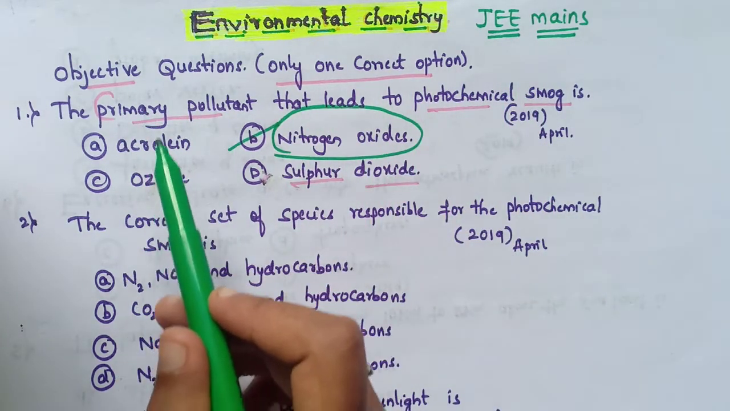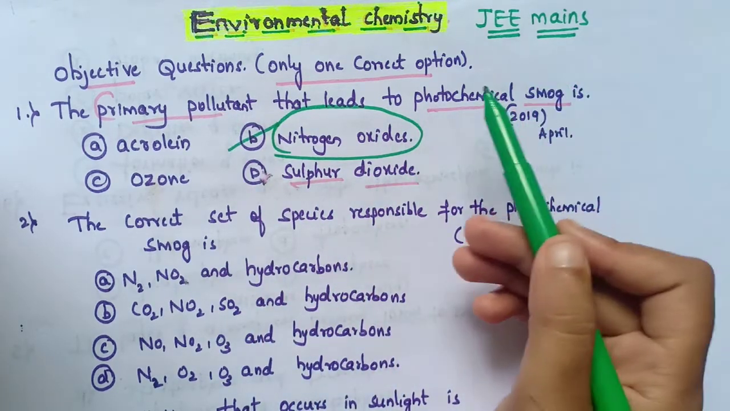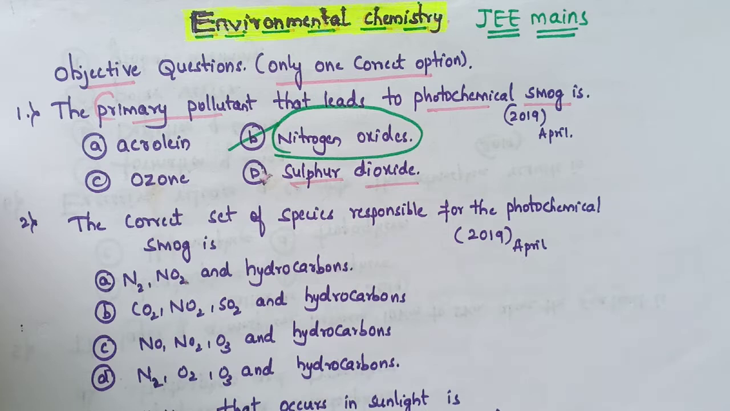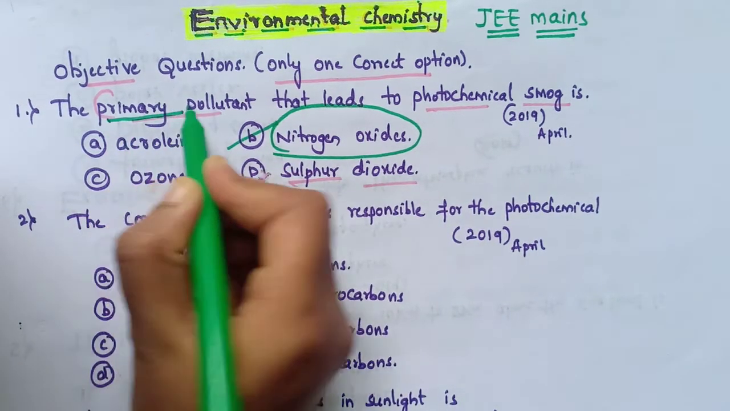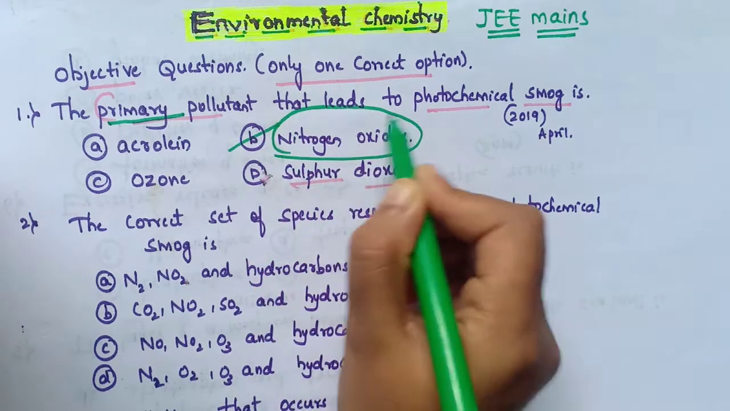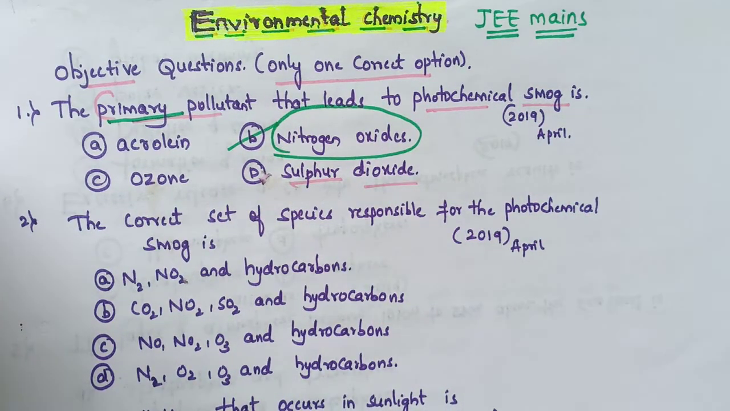Now the first question is: the primary pollutant that leads to photochemical smog is. We know that photochemical smog means brown hazy fumes having the characteristic odor of ozone. Here they are asking about the primary pollutant that leads to photochemical smog, and that is nothing but nitrogen oxides.